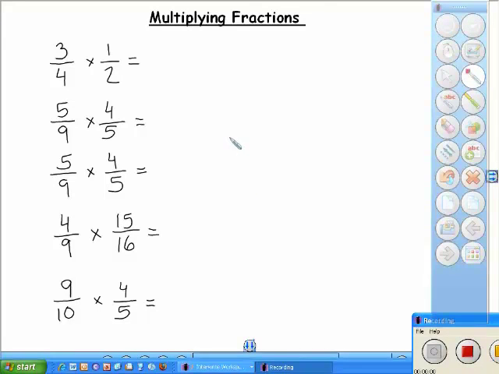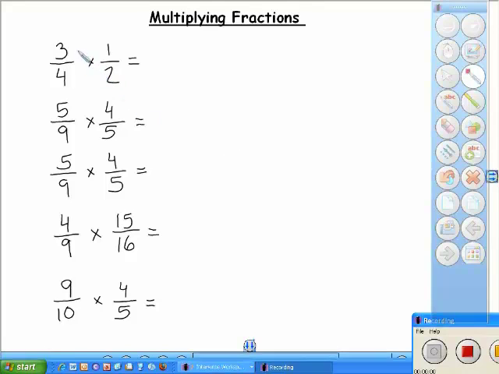All right, in this review video, we're going to take a look at multiplying fractions. And remember, when we added and subtracted fractions, we always had to ask ourselves the question, are the denominators the same? And if they were the same, we could just add or subtract the numerators. And if they weren't the same, we had to make them the same by finding a least common denominator. Now, multiplying fractions is awesome because you don't have to do that.